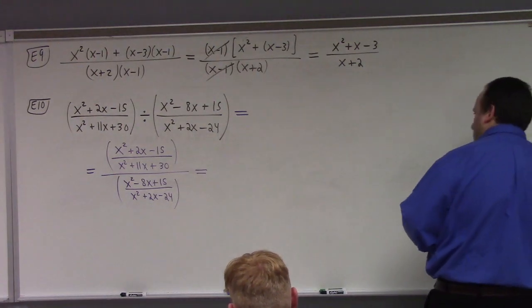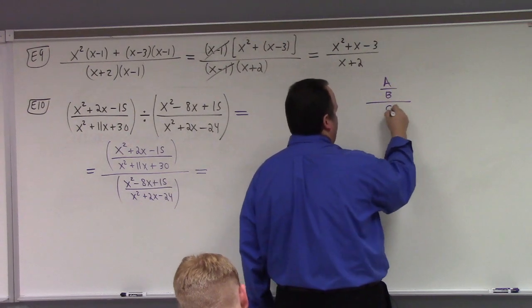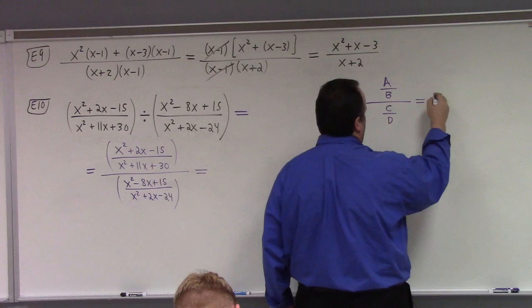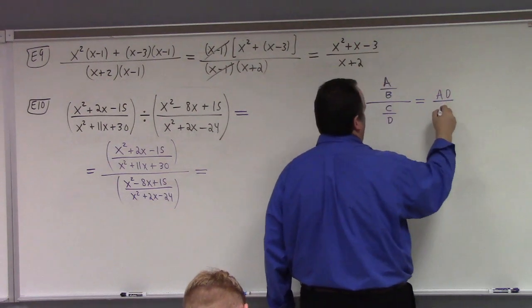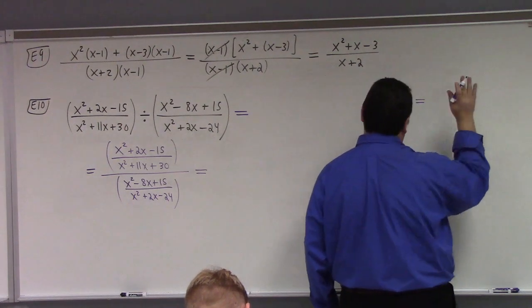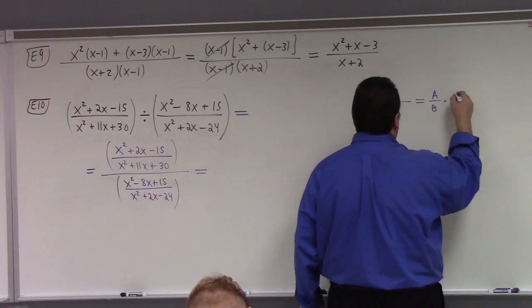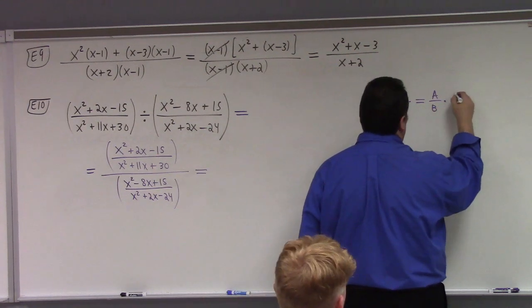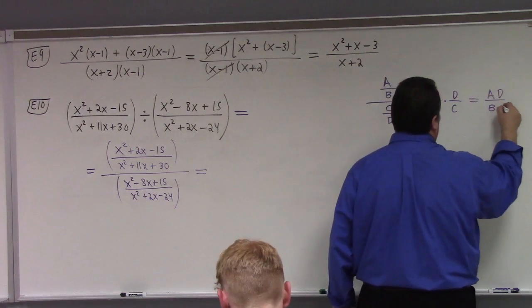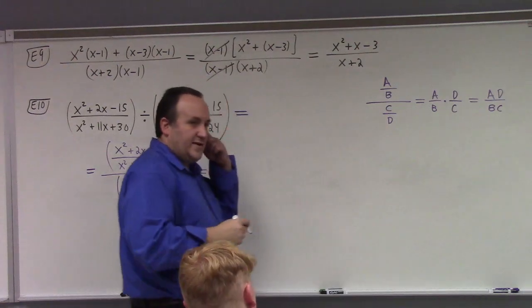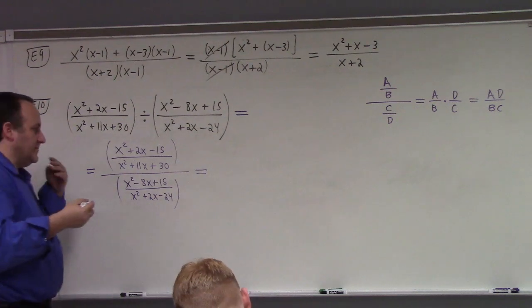All right, so here's the deal. If I have A over B over C over D, the way this simplifies is A times D over B times C. Middle step: this simplifies as A over B times C over D, flipped to D over C. In other words, AD over BC. That's how we do fractions of fractions. We don't actually divide, we multiply by the reciprocal.